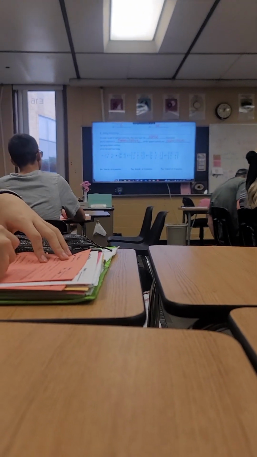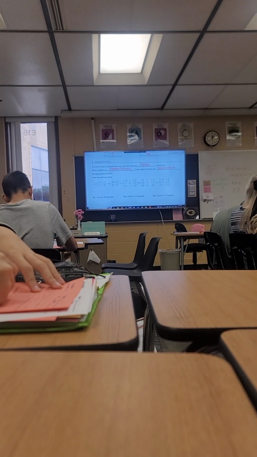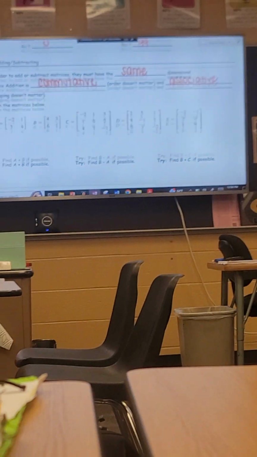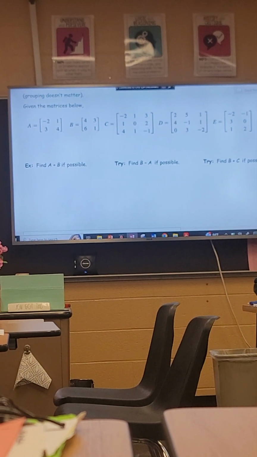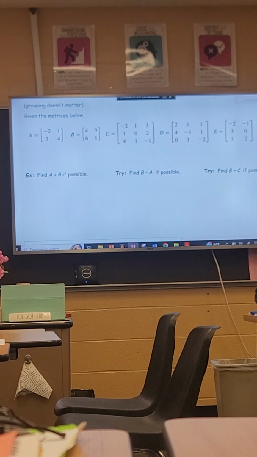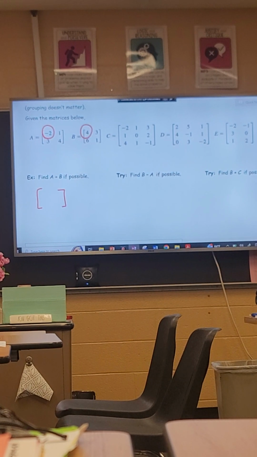Okay, so the first thing we're gonna do, when you add matrices, this is the easiest part. Add your x's, add your y's. Okay? Not really x's and y's, but you add your rows and columns. So if we look at A plus B, it's gonna be a 2 by 2, and you just add. -2 and 4 is 2. 1 and 3? 4, 9. That's your answer. Easy.